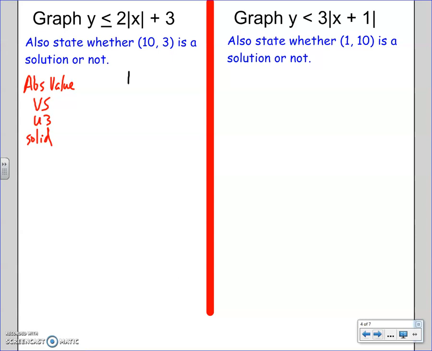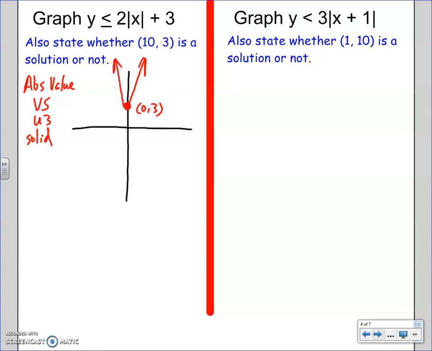I'm going to draw my graph. I'm going to start at 0, 0. I'm going to go up 3. I'll put a dot there. 0, 3. I'm going to draw a V, but instead of a 45-degree angle V on both sides, I'm going to make it skinnier and taller. I'll shoot up like this. So it's a thinner V.